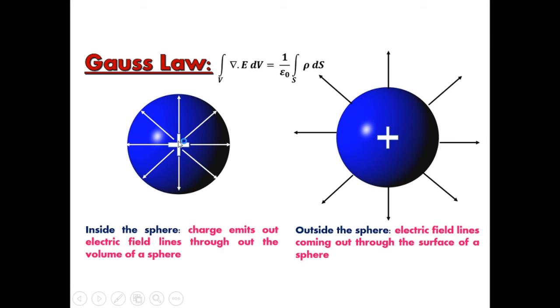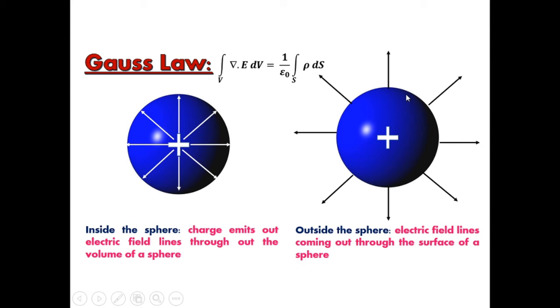This positive charge is concentrated at the center of the sphere. It emits out an electric field which is shown in the form of electric field lines. Whatever number of electric field lines are emitted out by this charge in this sphere are considered inside the volume. So the charge emits out electric field lines throughout the volume of a sphere.